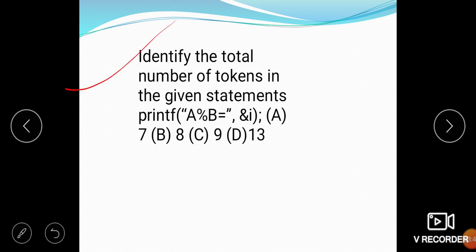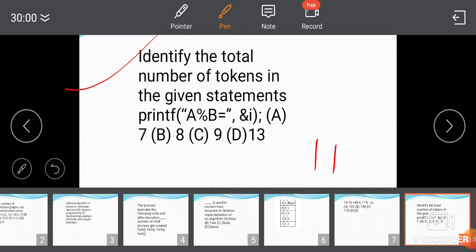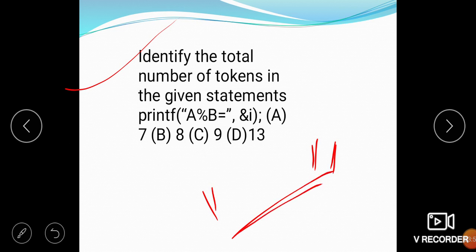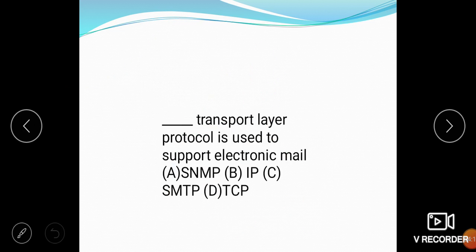Now next is the number of tokens. You have to consider this as one string. Now count: printf is 1, then the opening bracket, then the ampersand, then the semicolon, then i, then the closing bracket, then the semicolon. So the total is 8, and 8 is the answer.